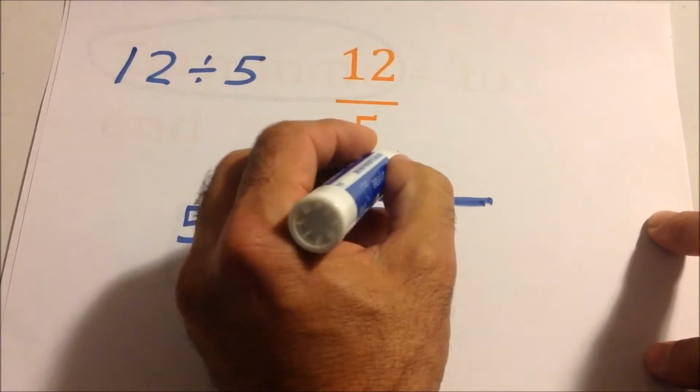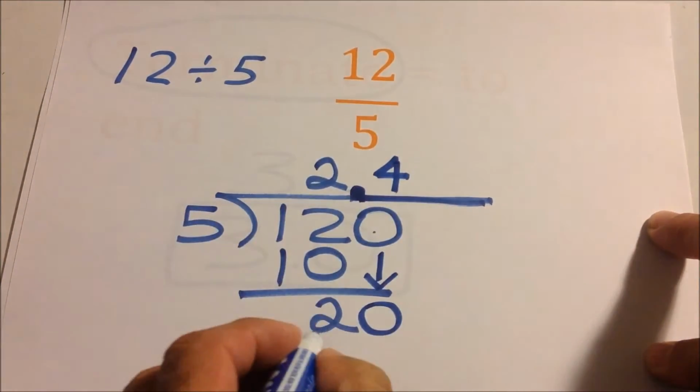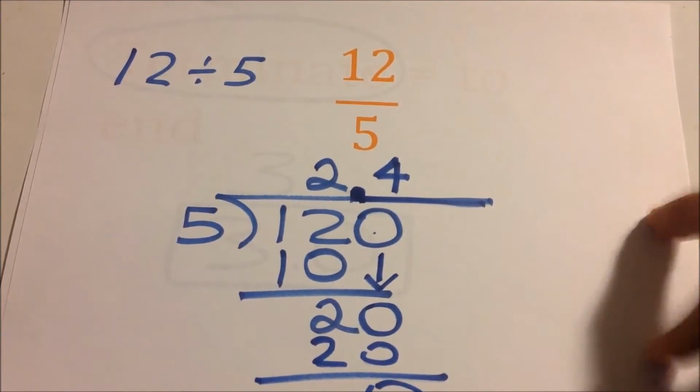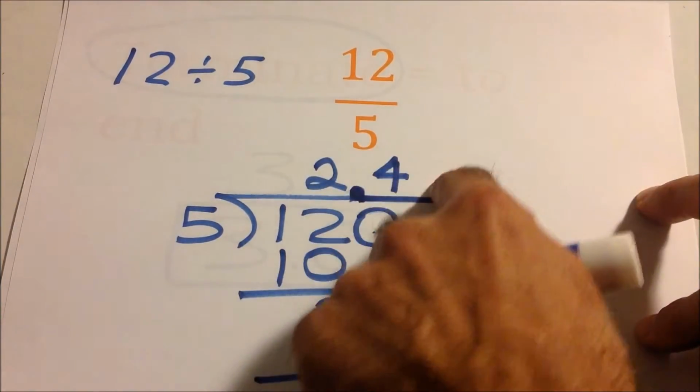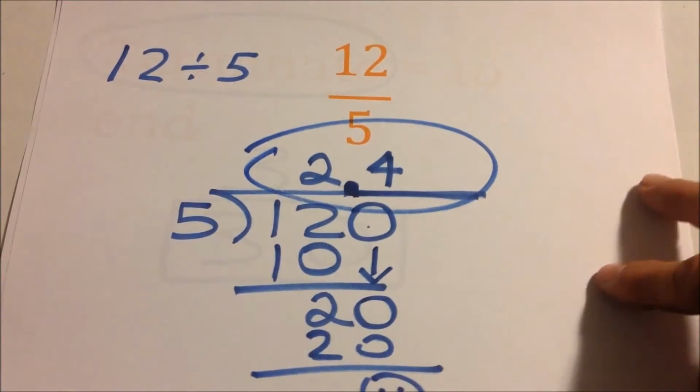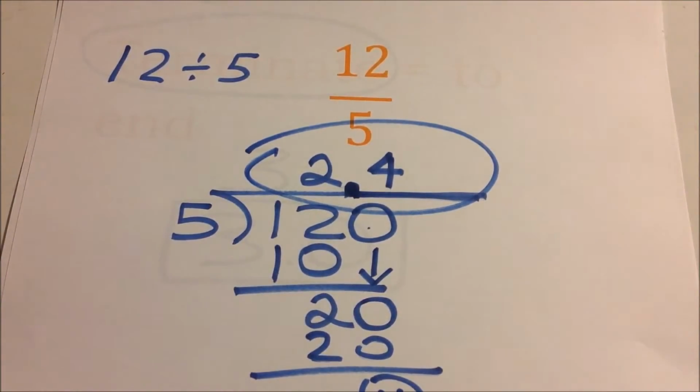5 goes into 20 4 times. 4 times 5 is 20, and guess what we get? We get our happy 0. That means it ended. 2.4 terminated. That's our answer. The quotient is 2.4. So, see, we didn't use the remainder.